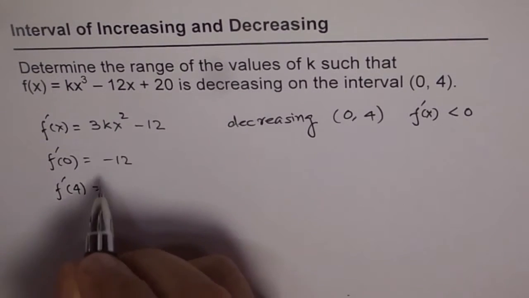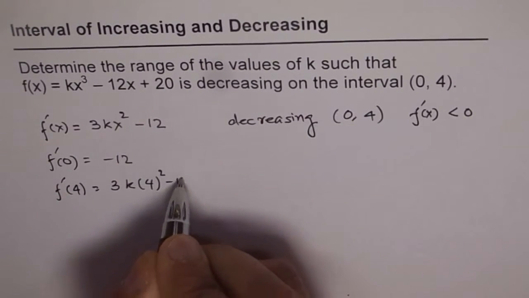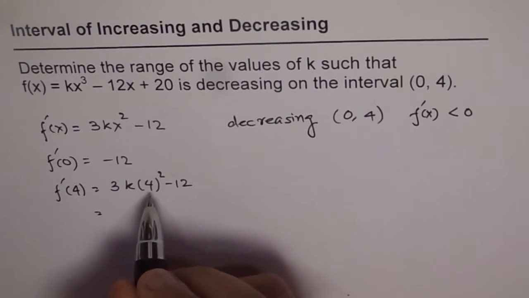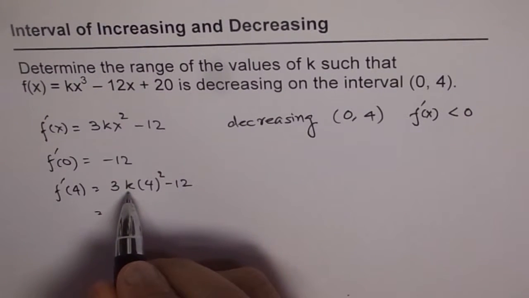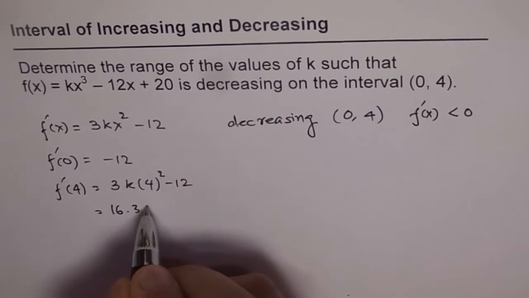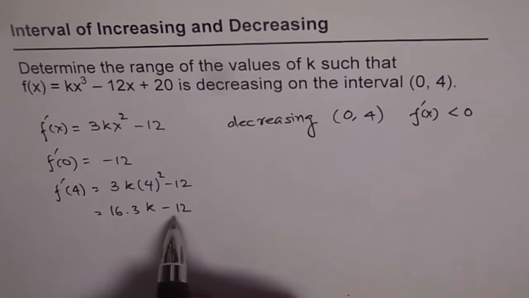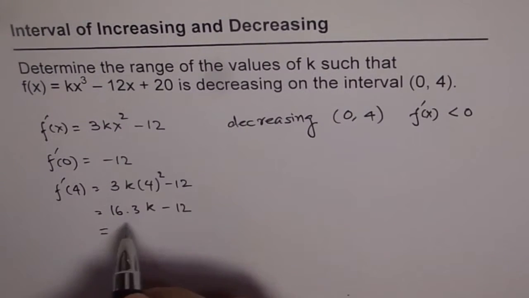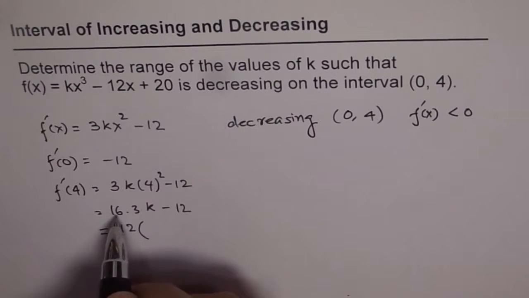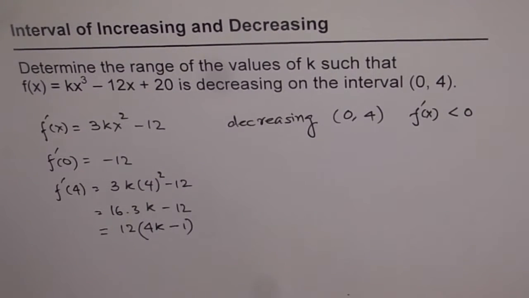If I write 4 here for x, what do I get? I get 3k(4^2) - 12. And 4 squared is 16, right? So we get 16 times 3, k - 12. Now we can factor out 12. When we factor 12 from here, we take 4 from 16 and 3 from there. So we get 12(4k - 1). That is what we get.